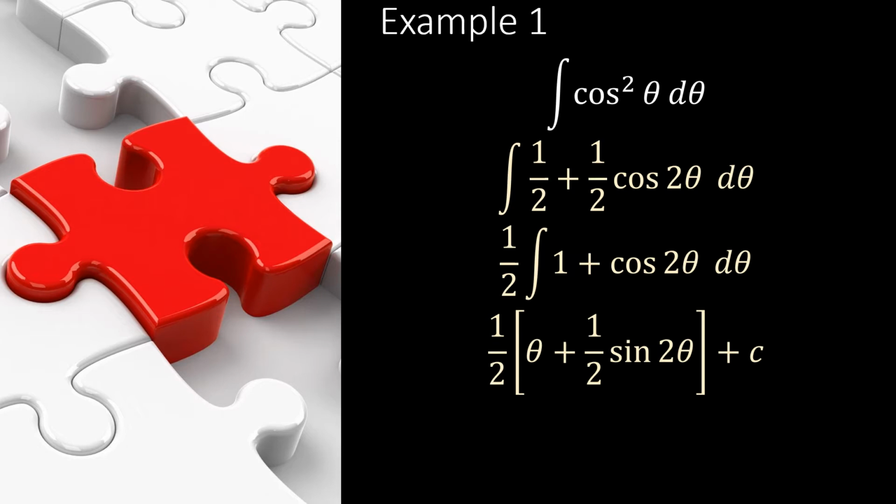All right, so you can leave your answer like this, or you can go ahead and clean it up one more time by distributing that 1/2 back in. And so you'd get 1/2 theta plus 1/4 sine 2 theta plus c.